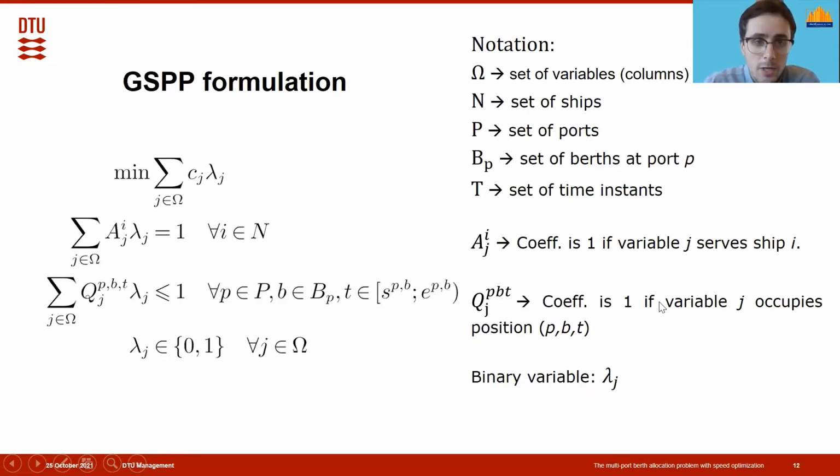The mathematical formulation, as we have mentioned, the objective is to minimize the cost of the columns. In this case, we have 2 sets of constraints. The first one is known as the set partitioning constraints. Basically it ensures that there is a column for each ship chosen as part of the solution. And the second set of constraints, or set packing constraints, means that for each port, berthing position, and time instant, there is at most one column or one ship. This is done to ensure that there is no overlapping of berthing periods.